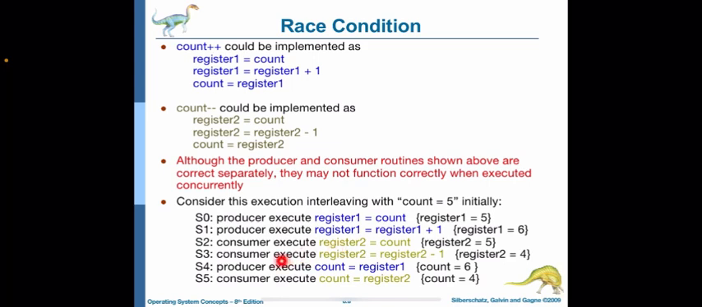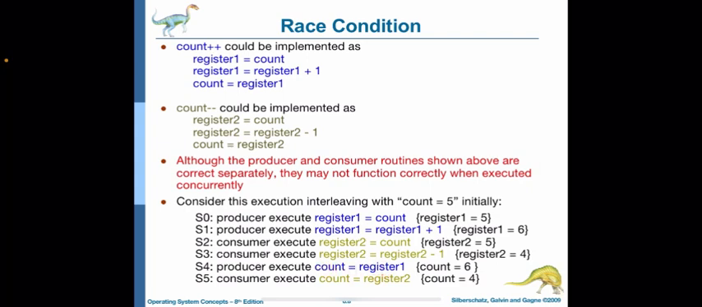Then again it's the turn for consumer. Consumer executes the second instruction, that is register 2 is equal to register 2 minus 1, that is register 2 value now is 4, right? After that again the CPU switches back into producer. Producer executes its third instruction, count is equal to register 1. Count value now is updated with register 1 value, that is 6 again, right?